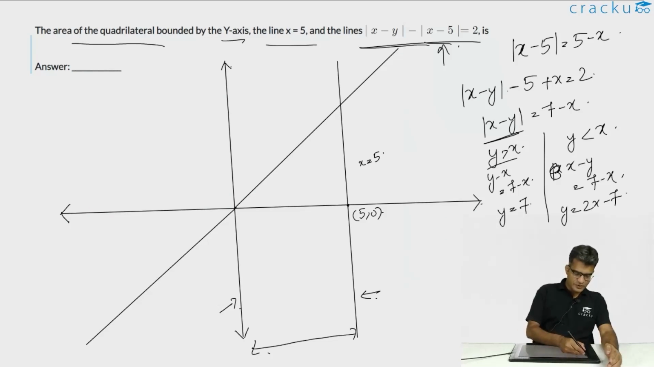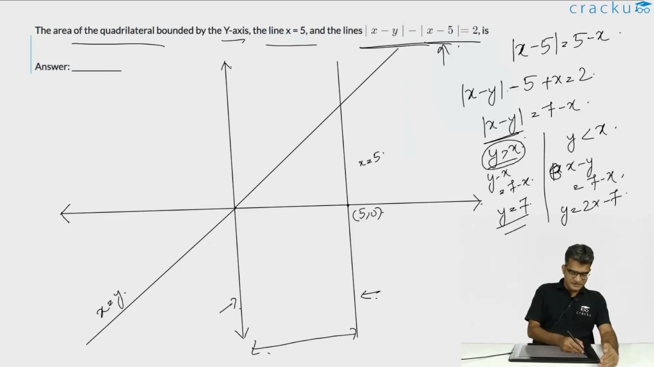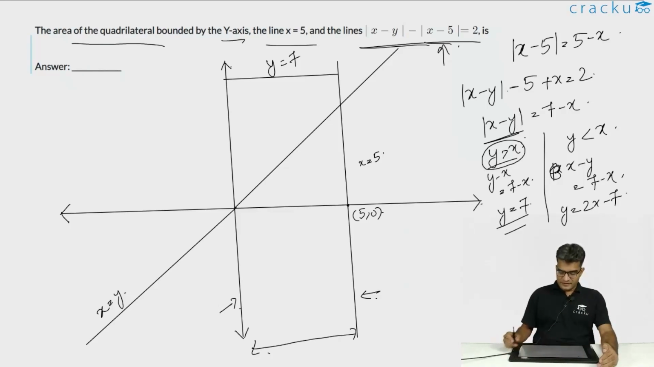This is x is equal to y. When the point is greater than x is equal to y, that will be y is greater than x. Here the equation of the line is y is equal to 7. So this is how y is equal to 7 looks like. This is y is equal to 7. Below this line, x is equal to y will be less than x.